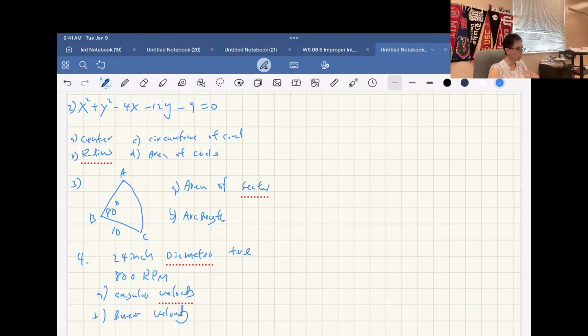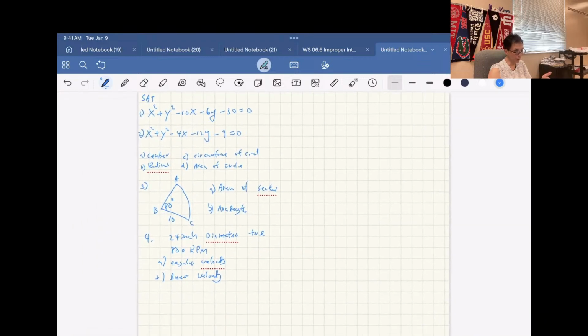So this is older stuff that you might have already forgotten that will be on the test, but you really need to know the SAT stuff, which is how to complete the squares and how to do other things.